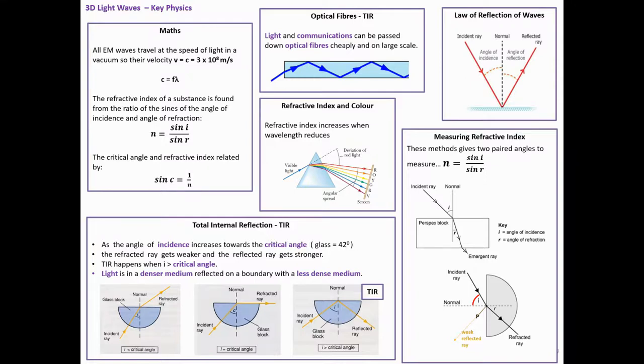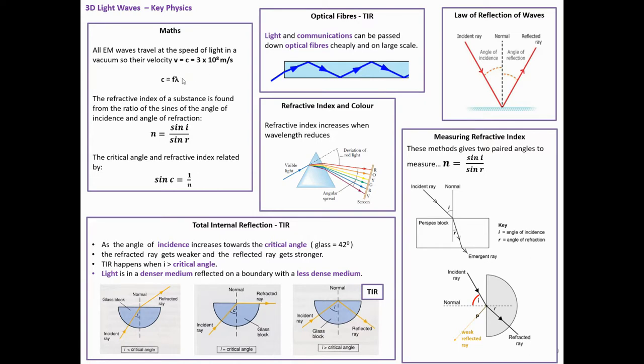Okay, so this is an iGCSE introduction into light waves. It's topic 3D. So we've got key maths in this topic: all the electromagnetic waves travel at the speed of light. So light will be 3 times 10 to the 8 in its velocity in a vacuum. It will slow down though in a medium.